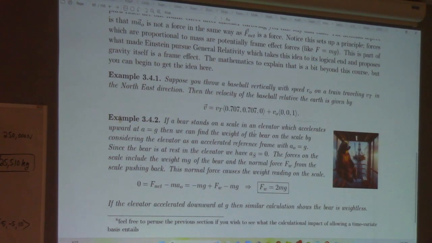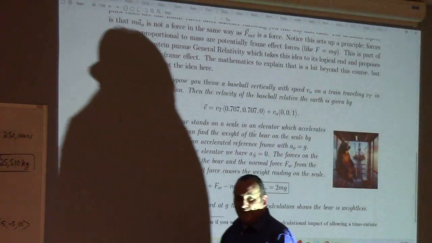It's free falling. What's the weight of the bear? 0, right? So if you feel weightless in an elevator, then you know that you're accelerating down at the acceleration due to gravity, right?